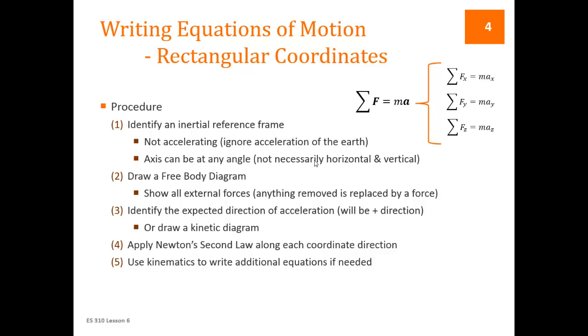Then we're going to apply our second law in each coordinate direction. And if we need to, we can always go back to the kinematic equations to find more information. So they might give us information about velocity. We don't need information about velocity for our problem. We need acceleration information. So we may have to use our kinematics in order to find those accelerations.